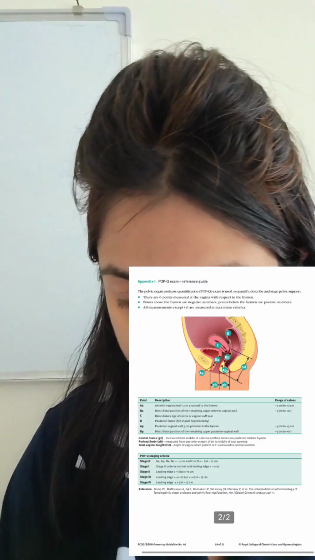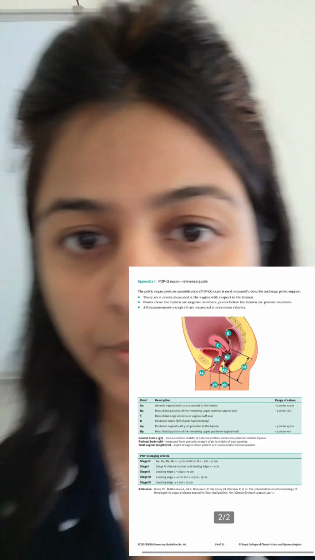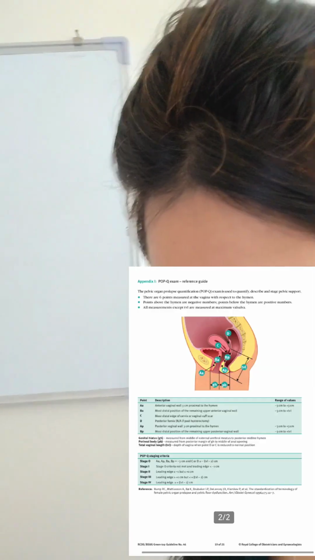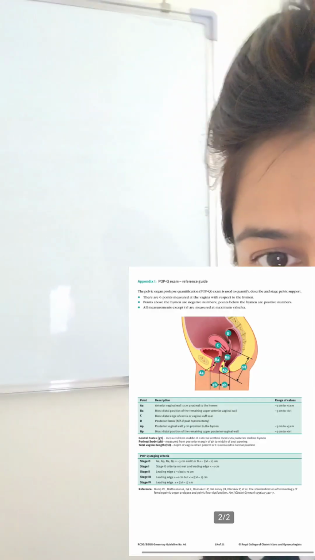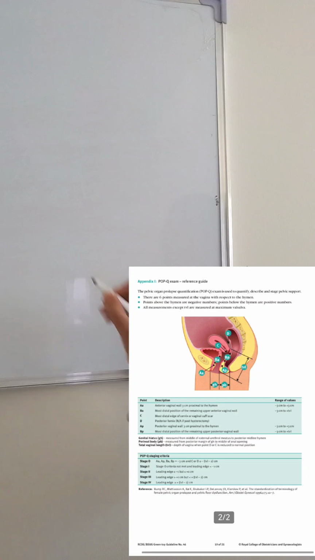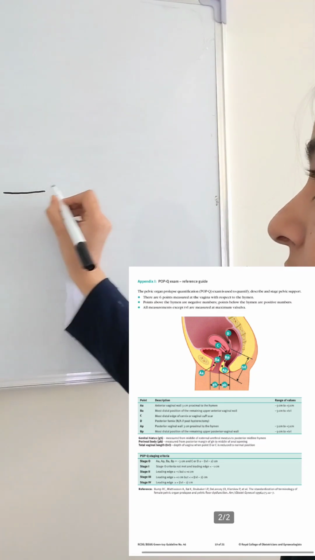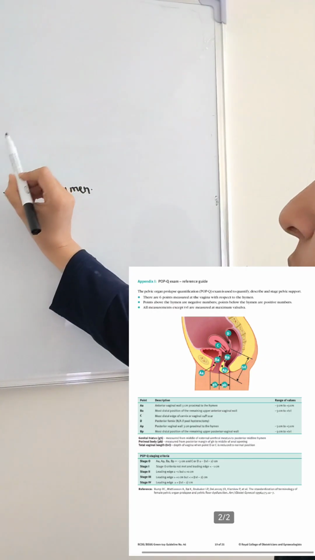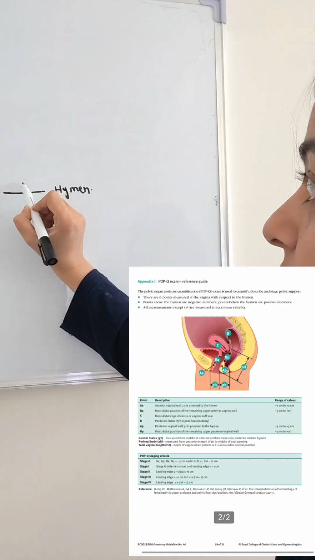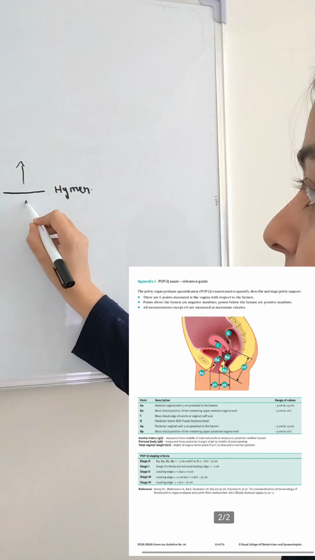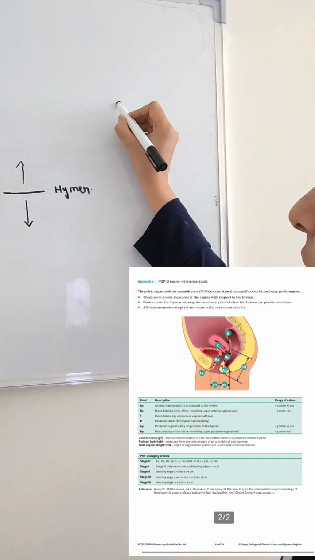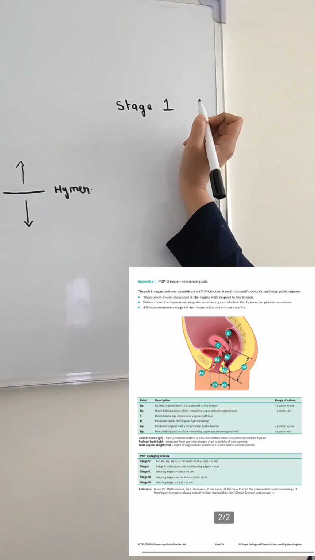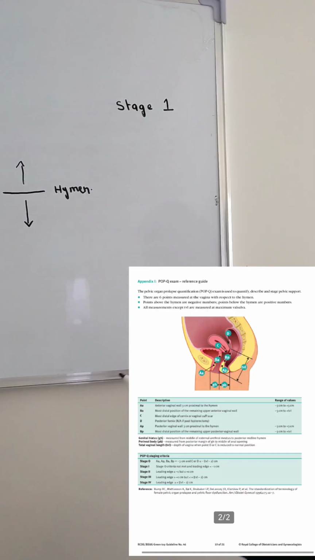For example, I think this board is visible to you. I will make it more clear to you. For example, we will take this as the hymen. All right. So if we take this as the portion above the hymen and this as the portion below the hymen, now we will discuss stage 1. All right. So what is stage 1 by definition?